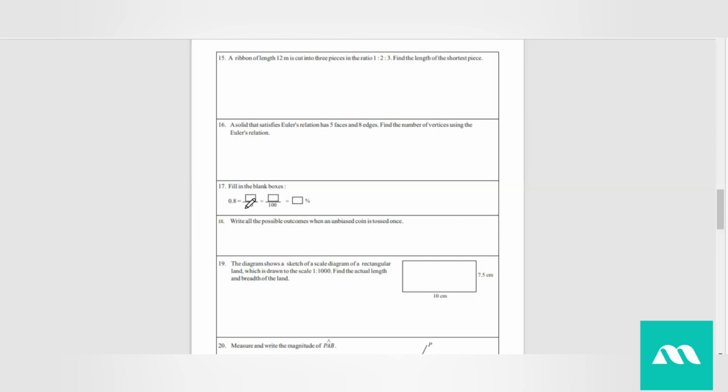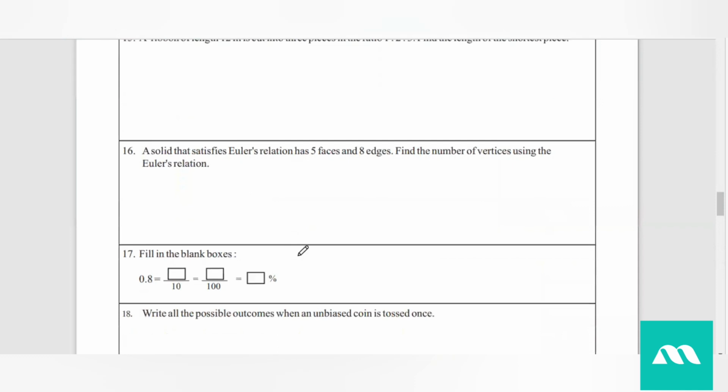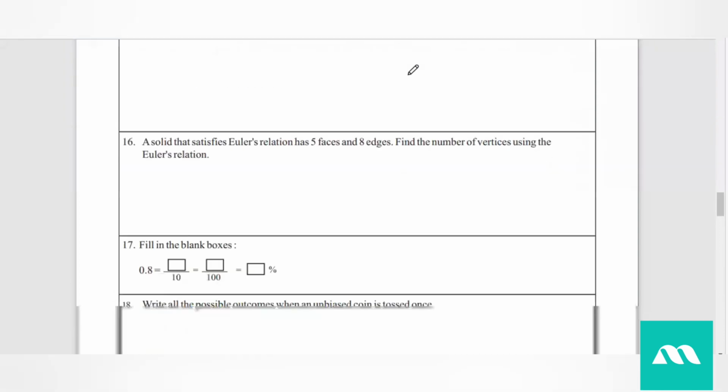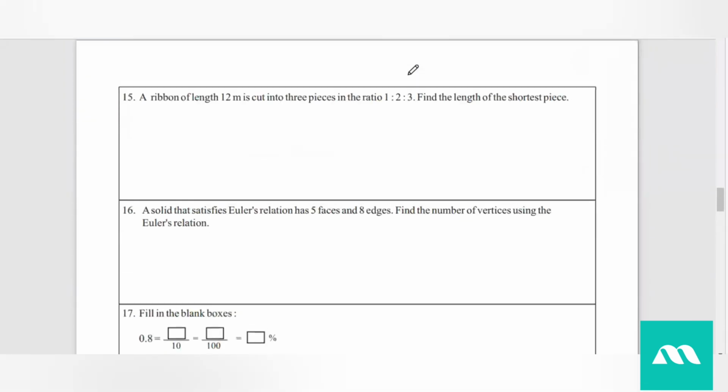Okay, finish. ඉවරයි නේද පුතේ? Do you need more time? No, teacher, finished. Okay. A ribbon of length 12 meters is cut into 3 pieces in the ratio of 1 to 2 to 3. Find the length of the shortest piece.